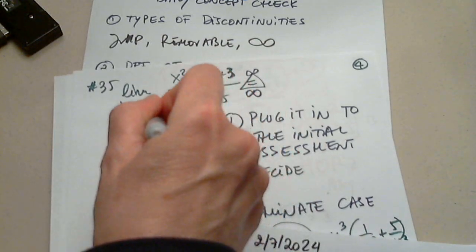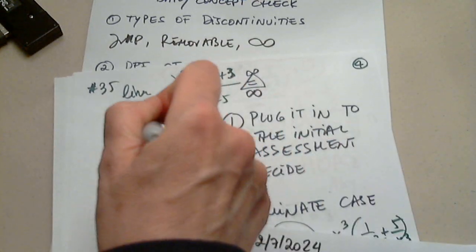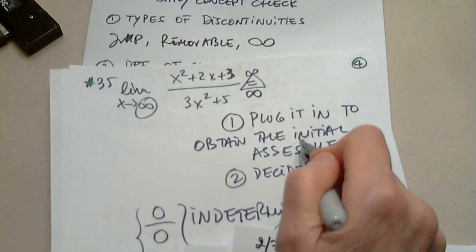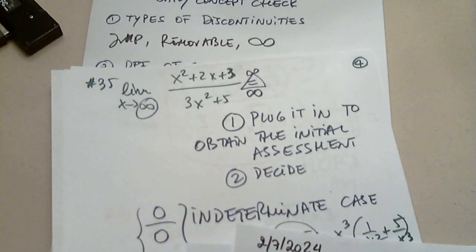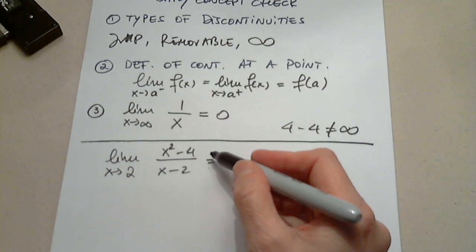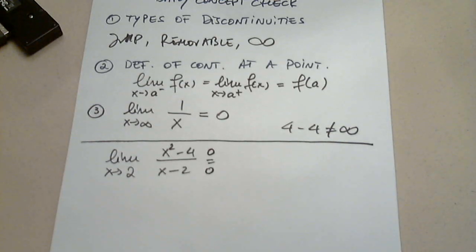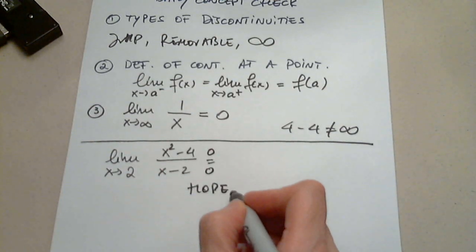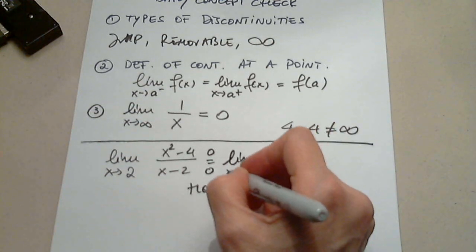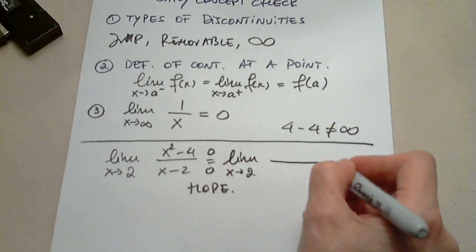Of course. What can I plug in? Whatever this is. This is the first step. And then after the initial assessment, I will decide how to proceed. So then, what is the initial assessment? 0 over 0. That's it. 0 over 0. So I know that there is hope. Good. And somebody already told us what we need to do. Okay, what is that again? Anyone?